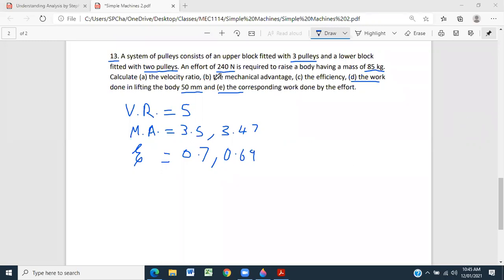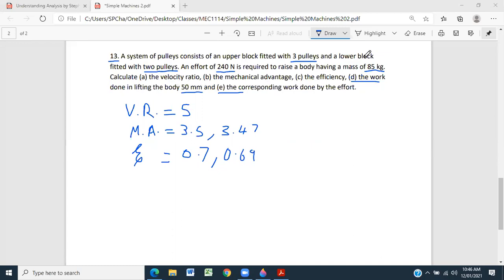For B, when we find work, right? Work will equal force times distance, right? Yes. Okay. Seeing that we know the mechanical advantage and the weight, we could find the force. Okay. So the work done in lifting the body 50 millimeters, right?